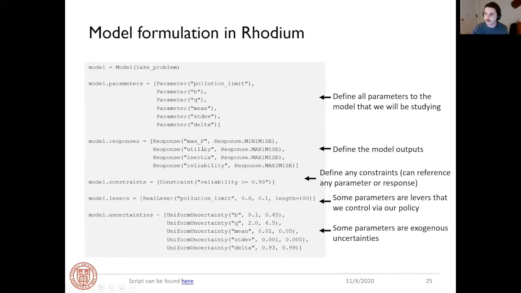So in this case, our responses is our 4 objectives. We're defining a constraint for demonstration purposes. We define our levers as the pollution limits for each year. And then finally, we define the different uncertainties that govern our system or that are within our system.